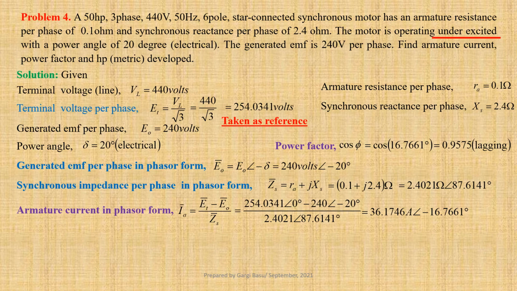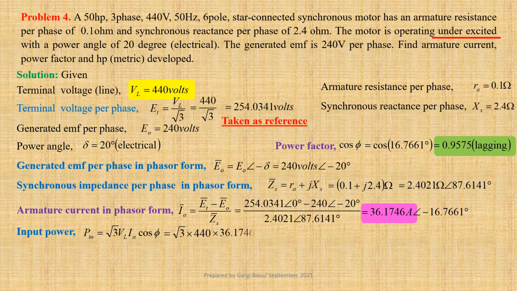Let us now determine input power. Pin equals root 3 times VL into Ia cos phi. Using values we get root 3 into 440 into 36.1746 into 0.9575. That gives us 26,397 watts.